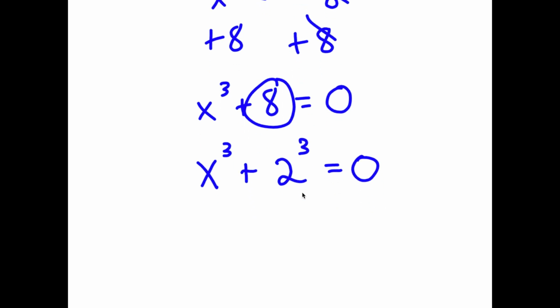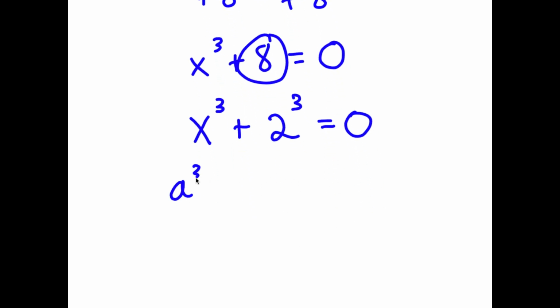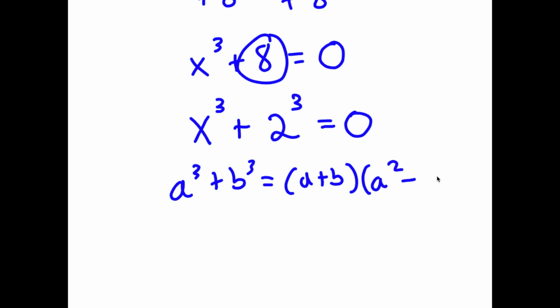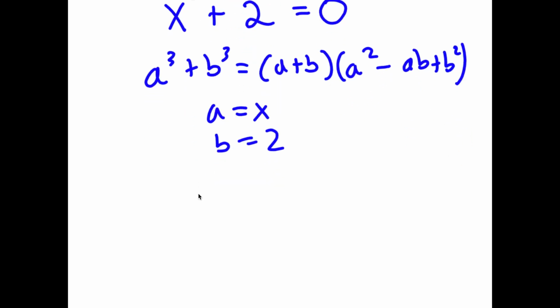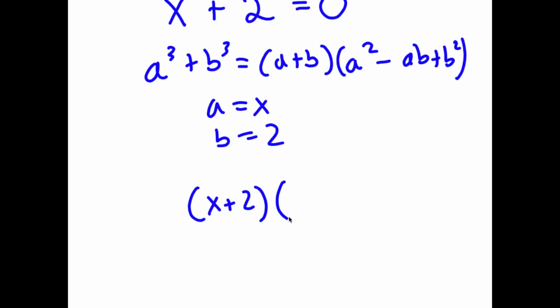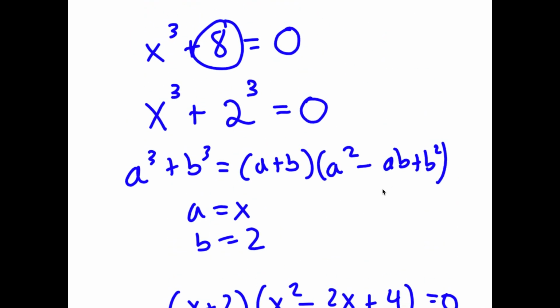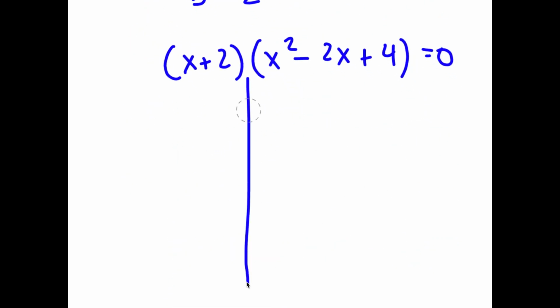Now if I have something in the form a to the power of 3 plus b to the power of 3, this is equal to a plus b times a squared minus ab plus b squared. In this case, a is equal to x and b is equal to 2. So now I have x plus 2 times x squared minus 2x plus 2 squared, which is 4. This is equal to 0. So now this gives me two equations.